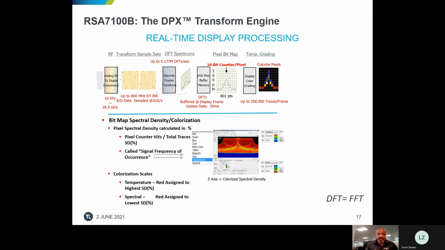What the DPX engine does is up to 5.1 million transforms per second are used in order to characterize the behavior of the signal in the frequency domain, as well as correlating it to how it is evolving in the time domain. In this case, what we show here is a persistent display of RF performance. That's shown here at the bottom.